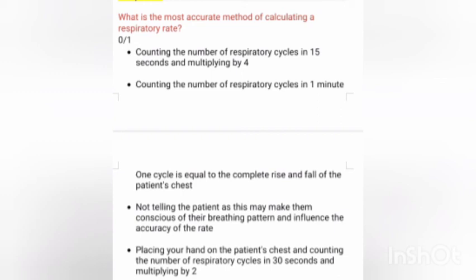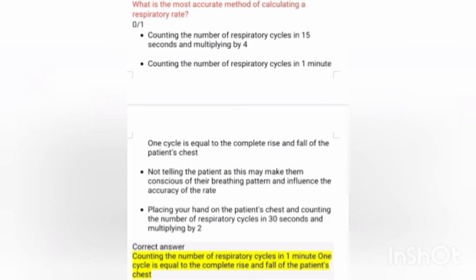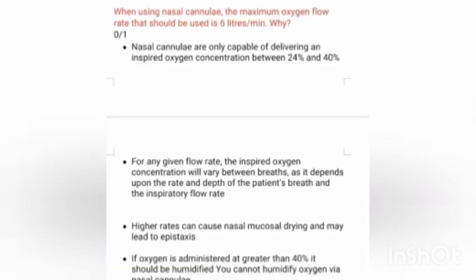Option C, not telling the patient as this may make them conscious of their breathing pattern and influence the accuracy of the rate. Option D, placing your hand on the patient's chest and counting the number of respiratory cycles in 30 seconds and multiplying by 2. The correct answer is option B, counting the number of respiratory cycles in 1 minute. One cycle is equal to the complete rise and fall of the patient's chest.